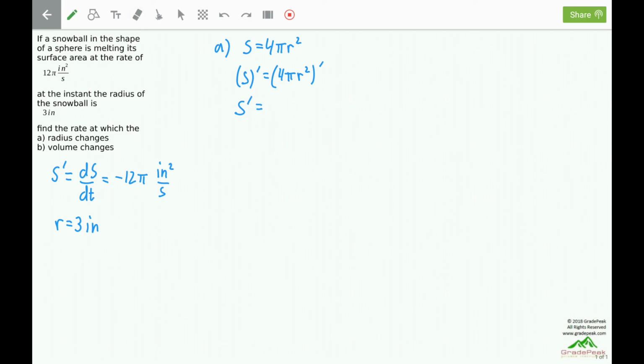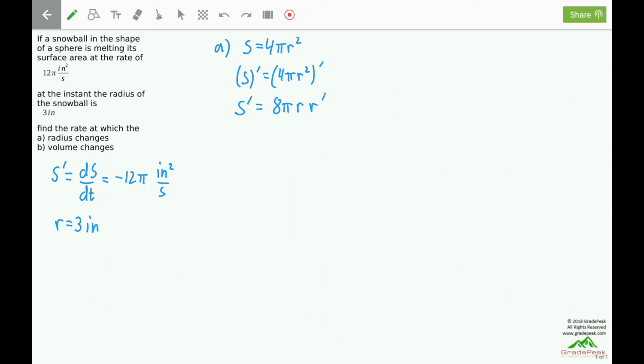On the right, we have 4 pi r squared. It'll be a power rule. Bring down the power 2, multiply it with the 4 pi. That will give us 8 pi. Subtract 1 from the power and then multiply by the derivative of the inside, and that will give us an r prime. Every variable is implicit with time. We'll end up with a prime in the derivative. The result is a related rates equation.